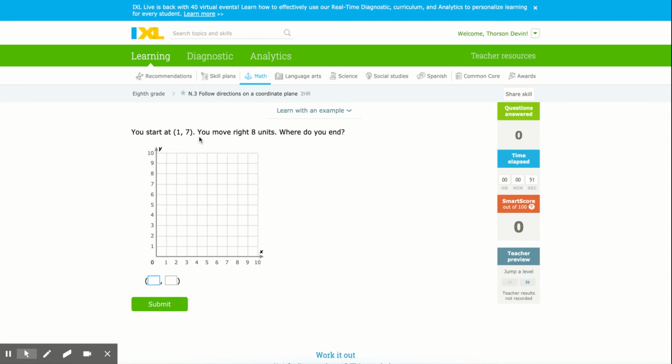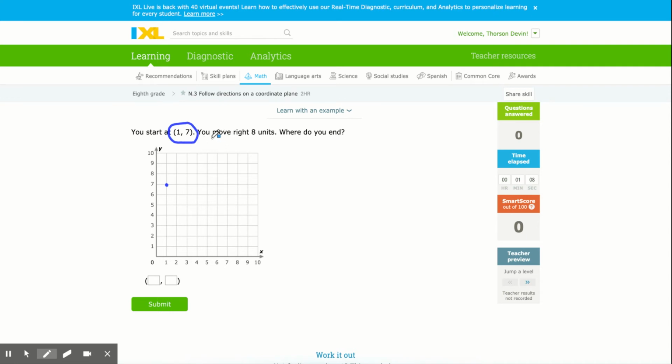So this lesson basically gives you a starting point. We start at the point 1,7. You don't need to graph it. I'm just pointing at it. You won't have the ability to graph it, but I'm starting right here. That's the point 1,7. X value of 1, Y value of 7.